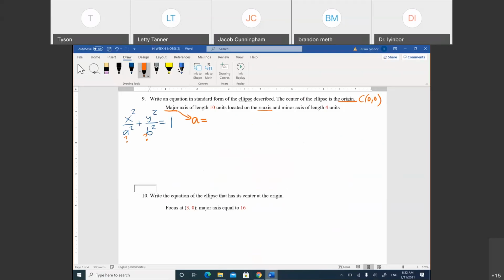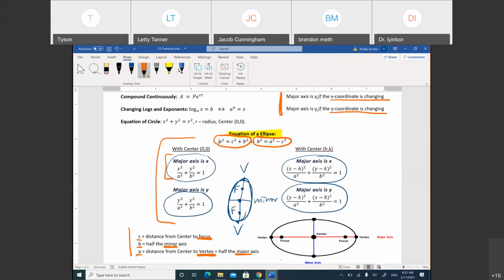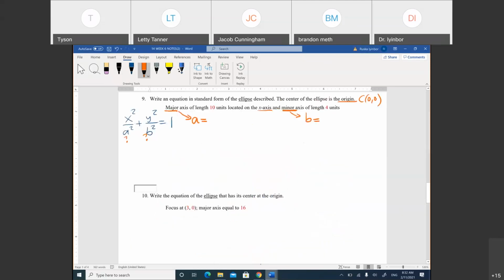Also, what is given? The minor axis. From the minor axis, I can find what? I can find b. Okay? Do you remember what is a and b? It's right here. Half of the minor over here in the bottom. Half of the minor is b. Half of the major is a. So that's what you're using to find a. So if the major is 10, what is a? Half of it. Okay? If the minor is 4, what is b? Half of it, right? Divide by 2. Everybody understand how I get a and b?